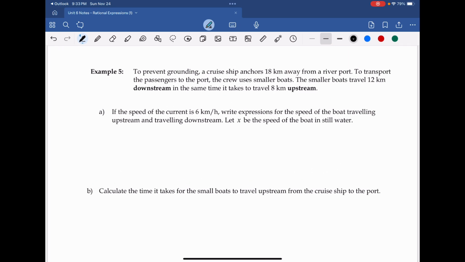So in example 5, to prevent grounding, a cruise ship anchors 18 kilometers away from a river port. To transport the passengers to the port, the crew uses smaller boats. So they don't want to get too close, because if they get too close, they could damage the whole side of the boat, or it could cause risk to passengers. So they park 18 kilometers away and then take these small rafts. The smaller boats travel 12 kilometers downstream in the same time it takes to travel 8 kilometers upstream.